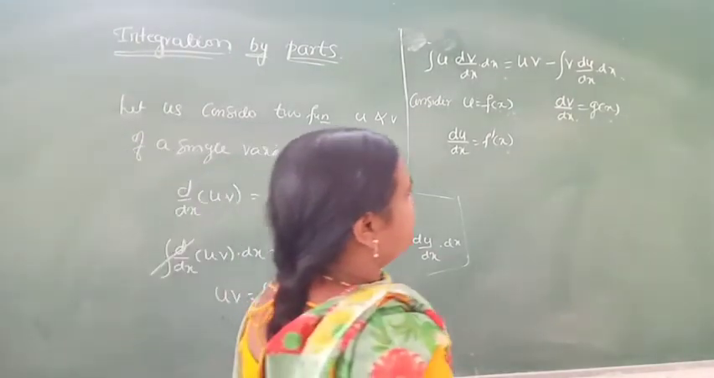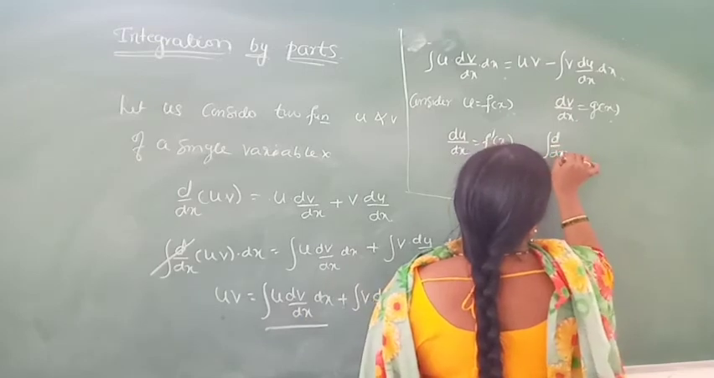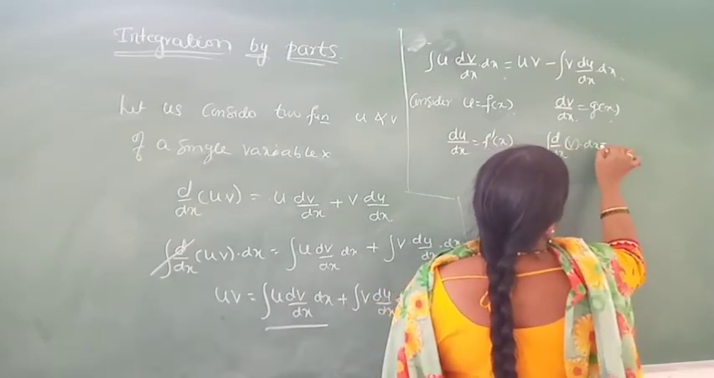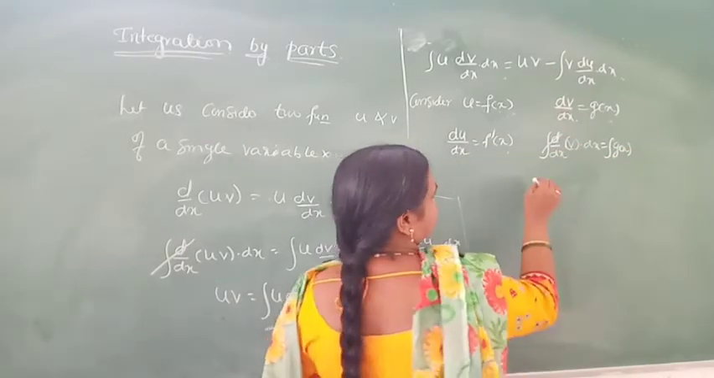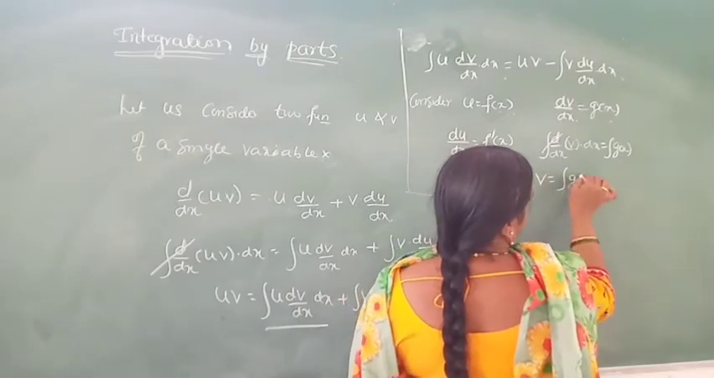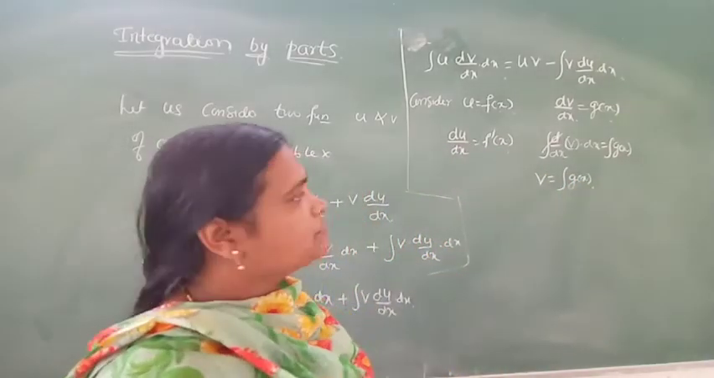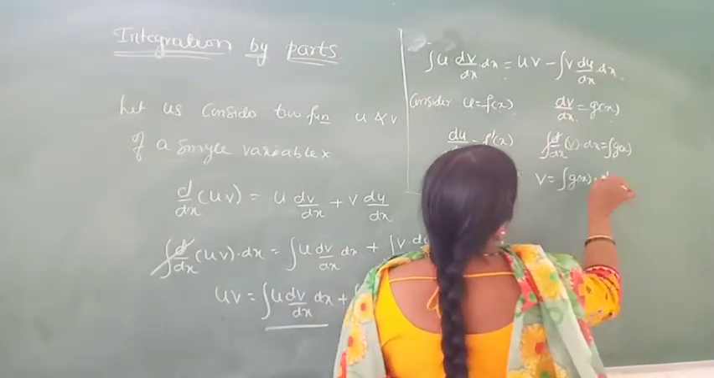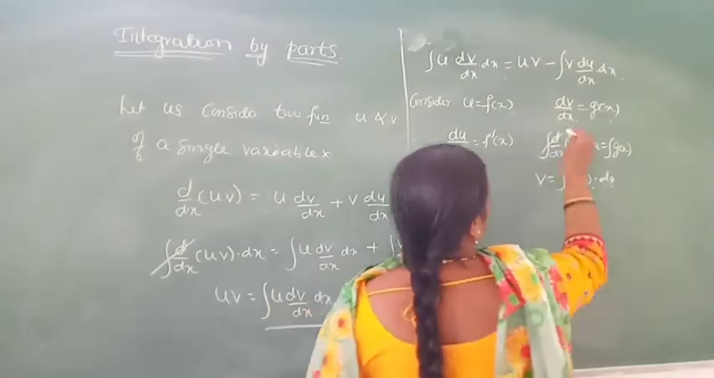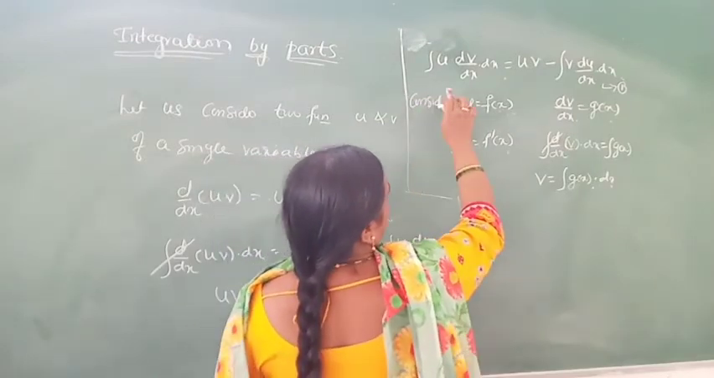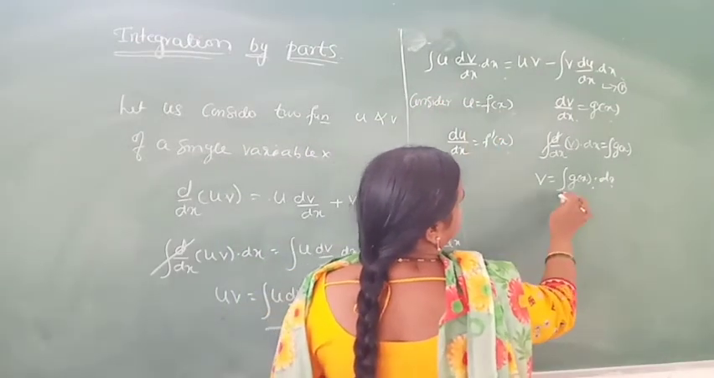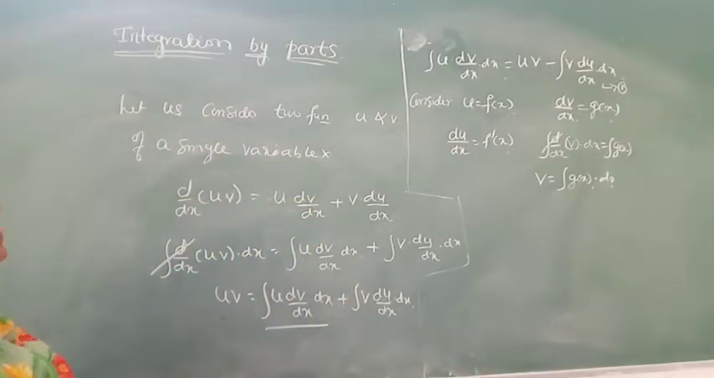Now we will take integration here. Integration of d by dx of v with respect to x, and integration of g of x. Integration and differentiation get cancelled. We get v is equal to integration of g of x with respect to x. Call this equation 1. See what we consider: u represents f of x, and v represents integration of g of x.